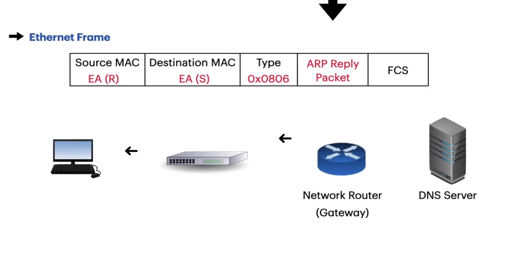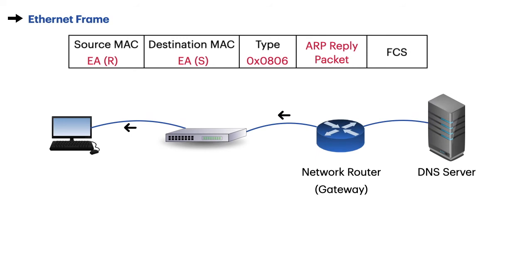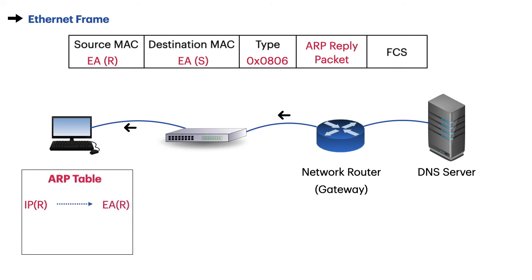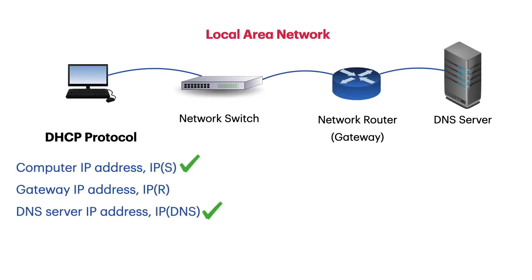The computer receives the Ethernet frame. The computer's Ethernet driver checks the type field and forwards the ARP reply packet to the ARP module. The ARP module checks the packet and adds the sender's IP address and Ethernet address in the computer's ARP table. These two addresses are the addresses of the gateway router.